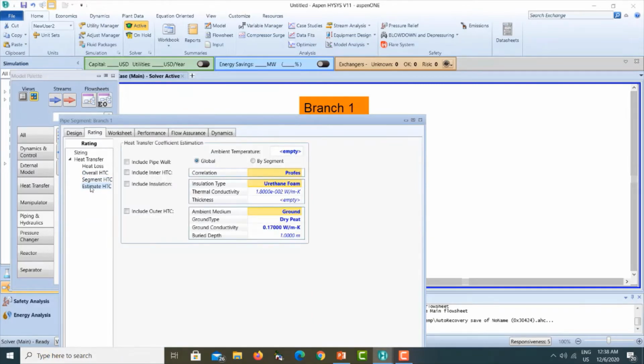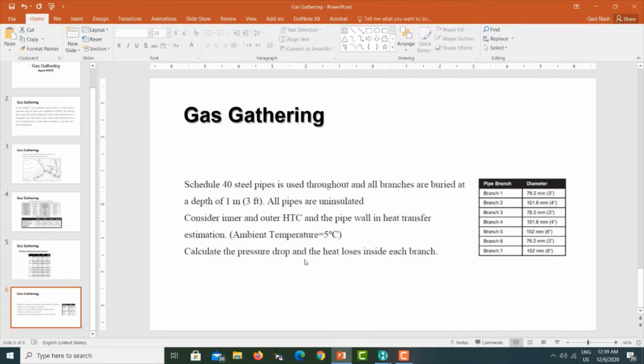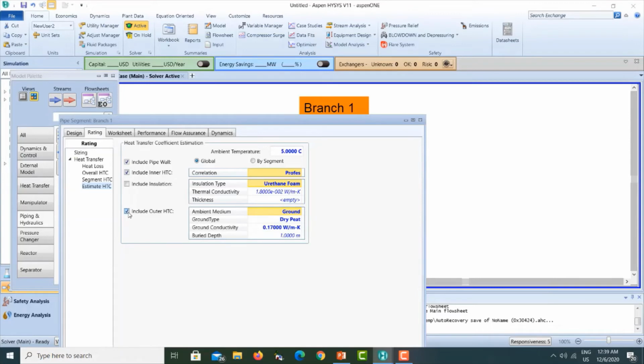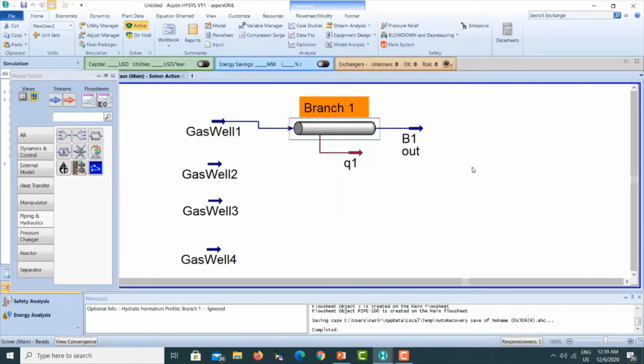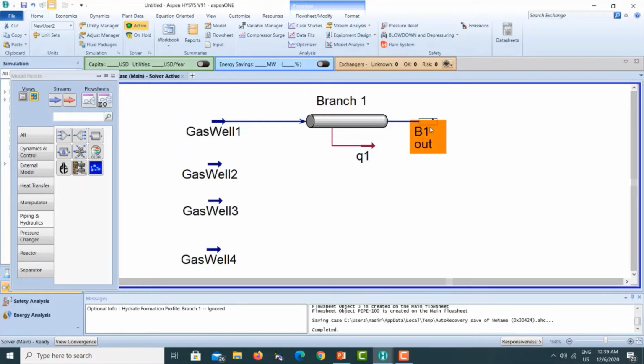Estimate heat transfer coefficient. For estimate heat transfer coefficient, we need to use global. We need to provide the temperature to calculate the heat transfer coefficient, and also we need to include the pipe wall. Include the inner heat transfer coefficient. We are removing the insulation because according to the question we don't have any insulation, uninsulated. Okay, so we remove the insulation part. We need to include the outer heat transfer coefficients. Once you provide this information, you can see your segment is now calculated.